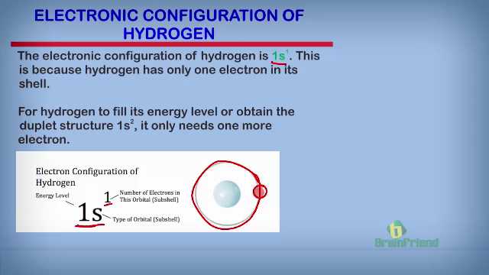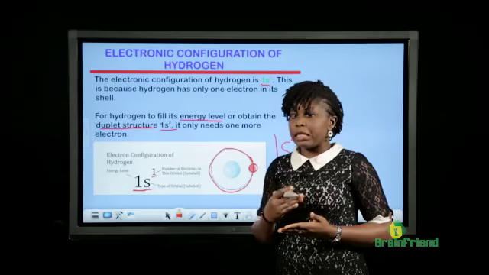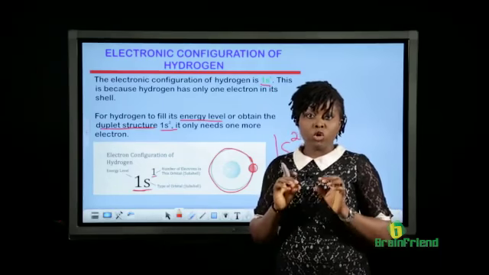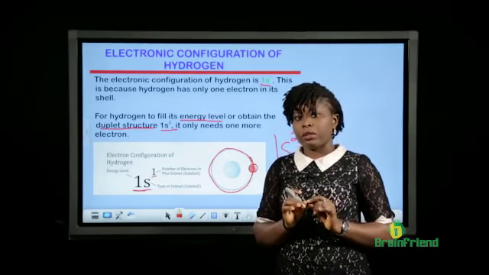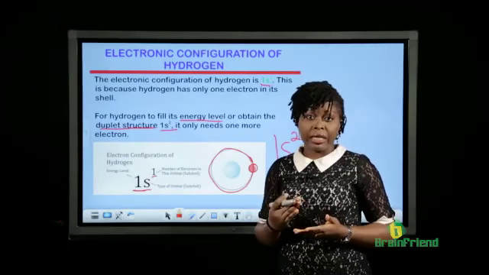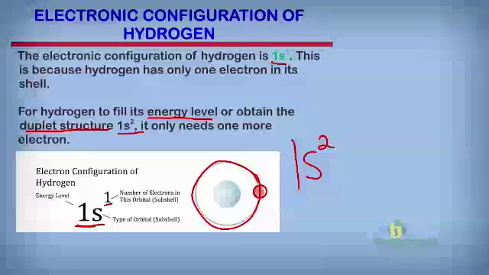Now, for hydrogen to fill its energy level or obtain what we call the duplet structure, which would actually be 1s superscript 2, it only needs one more electron. Now, duplet structure: atoms of elements usually undergo chemical combinations in order to obtain what we call duplet or octet structures. Elements are always looking for a way to become stable or non-reactive, just as what we call the noble gases.